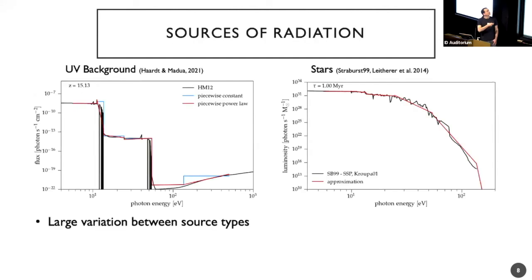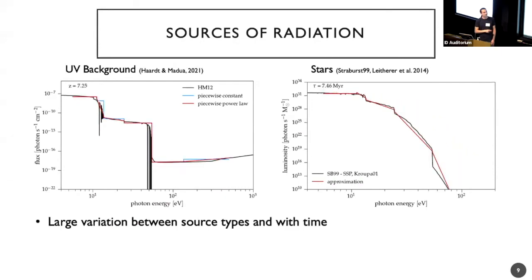So just as an example, on the left, the Haardt and Madau UV background at redshift 15. If we just look at the black line, we see a weird shape with some absorption features in there, but compared to a young star cluster, on the other side, a star cluster of about 10 to the 6 solar masses at the age of 1 million years, calculated with Starburst99, you see they are very different. And that's the kind of different sources we have to combine, just from two different times.